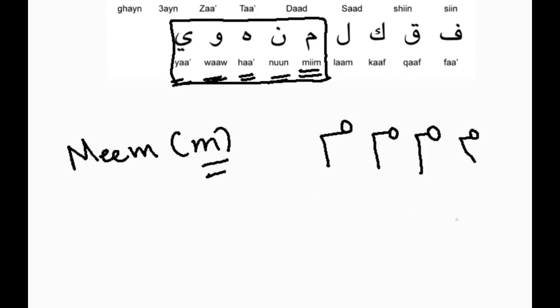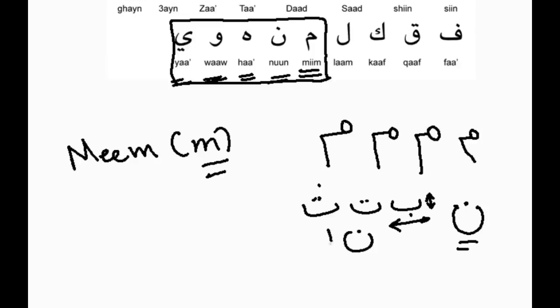We have noon. Noon is a circle or an open circle and then a dot. If you remember in part 1 we have ba, ta, and tha. Noon is similar to them, but as you can see, in ba, ta and tha, the height of the letter is way smaller than its width. In noon it's almost the same, so it's like a cube. The height of the letter is almost similar to its width, with one dot on top.